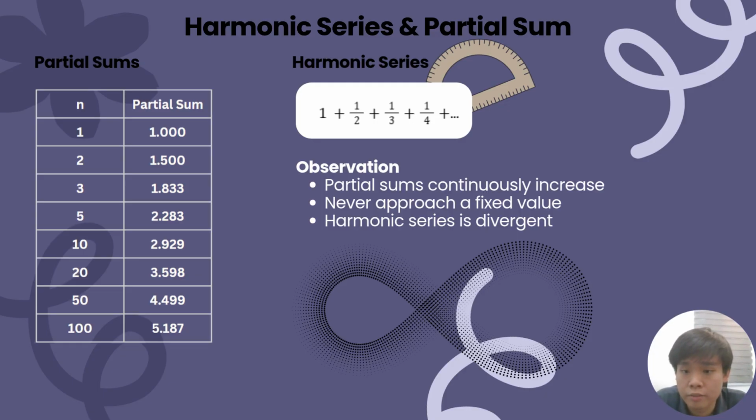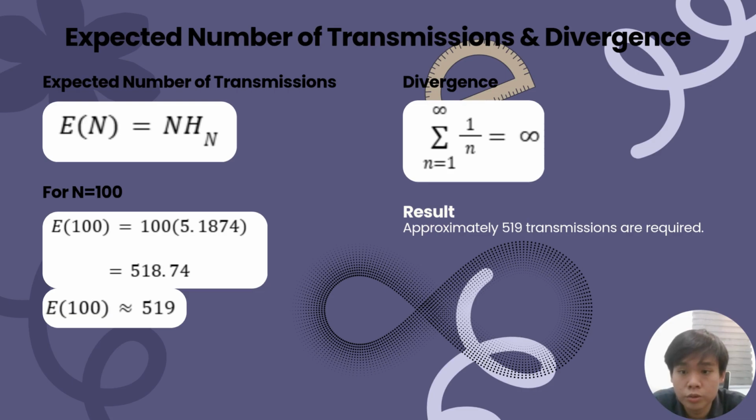We observe that the value increases from 1 to approximately 5.187 when 100 terms are included. Although each additional term becomes smaller, each term is still positive, causing the total sum to continue increasing. These are the characteristics of a divergent series, because the partial sums never converge to a finite constant. So using the harmonic number for 100 terms, which is approximately 5.1874, we substitute into the expectation formula.